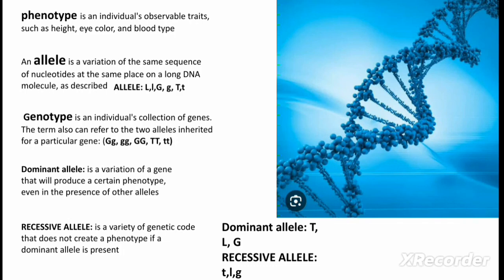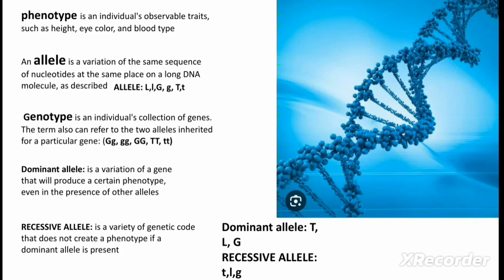So phenotype is what you can actually see most of the time. So let's talk about an allele. An allele is a variation of the same sequence of nucleotides at the same place on a long DNA molecule, right? That's for your biological term. But in simple terms, in pedigree, most of the time, when we use the allele, alleles are just these letters. It can be a capital letter, it can be a small letter. Those are the alleles, but that allele represents a certain characteristic.